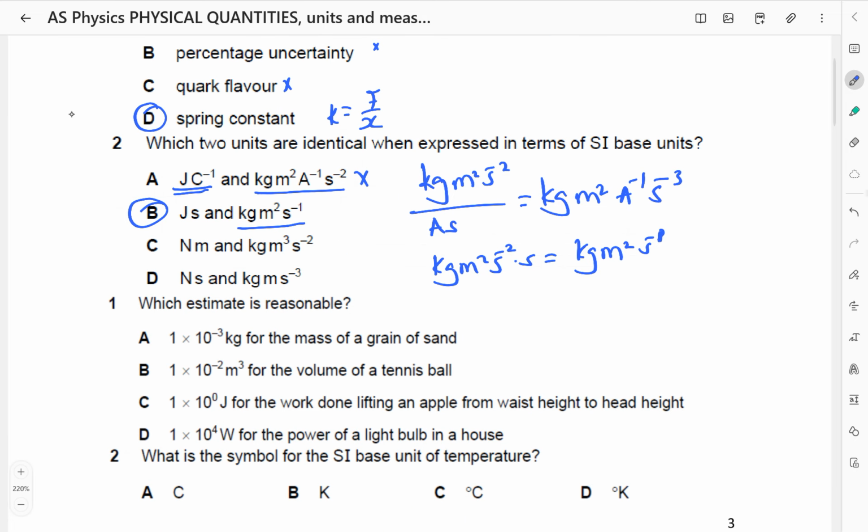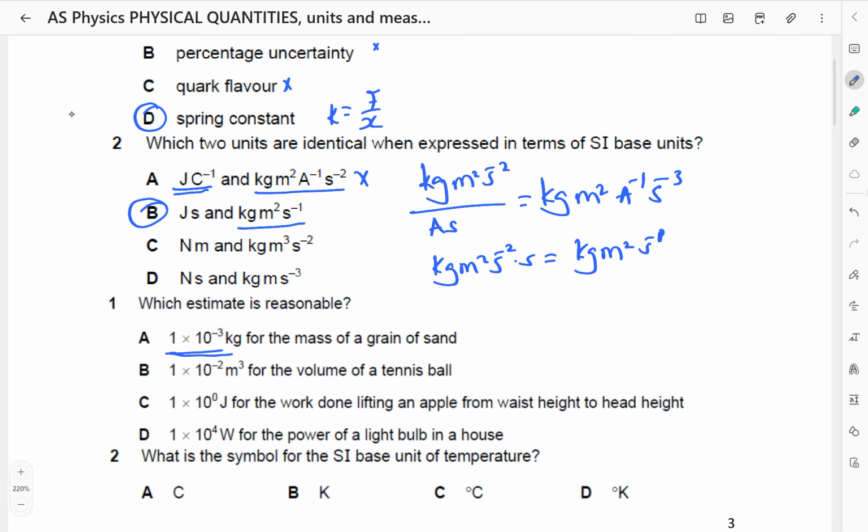Which estimate is reasonable? 1 times 10 to the power negative 3 kilograms for the mass of a grain of sand. So this is very small. A grain of sand can be measured easily on an electronic balance. This value is extremely small, so it is not reasonable.